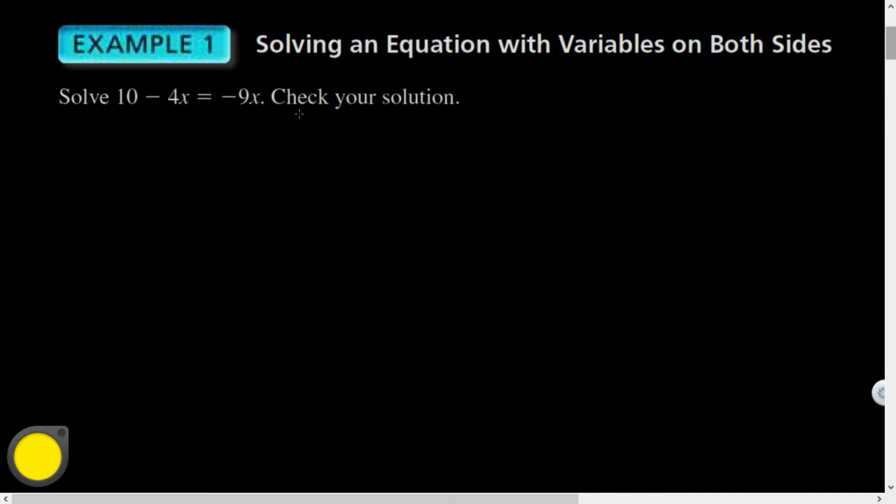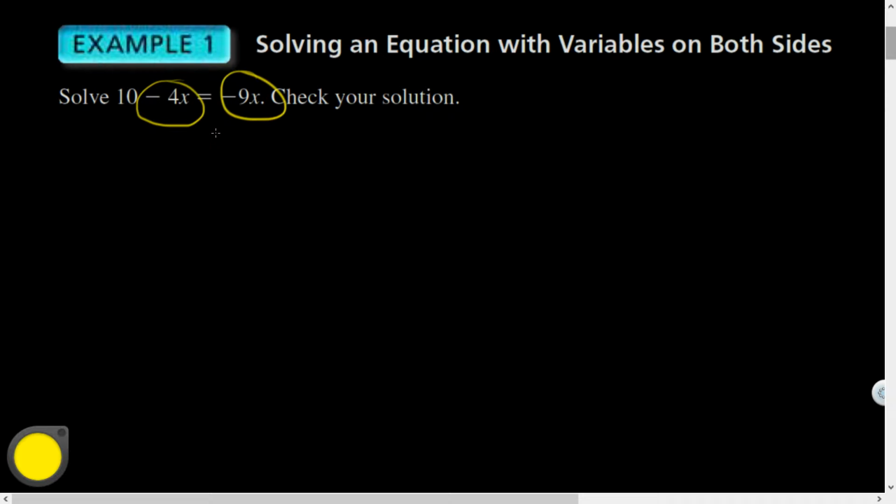So question, Ethan: what is littler? What is smaller, -4 or -9? The -9 would be the smallest, yes.